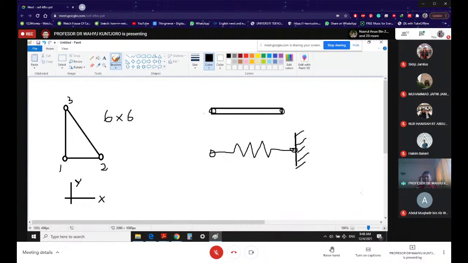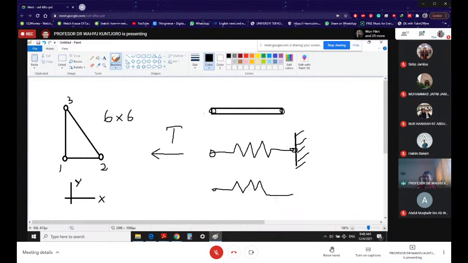Okay. I hope everybody understands what I'm doing. So now what happened here is I have a spring, and then on the right side I put a support, and then I apply a force to the left. I call it T. So the free body diagram is going to look like this.